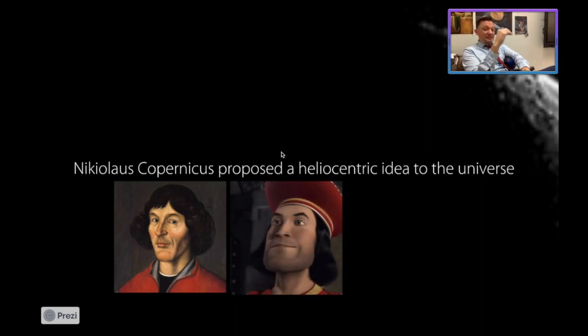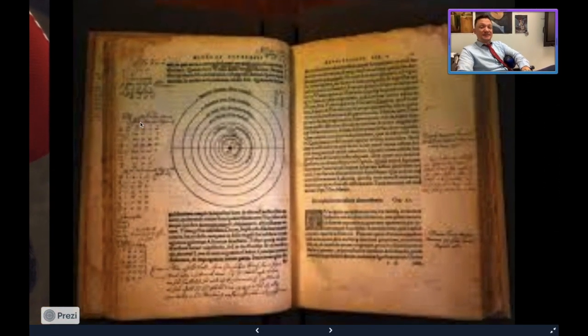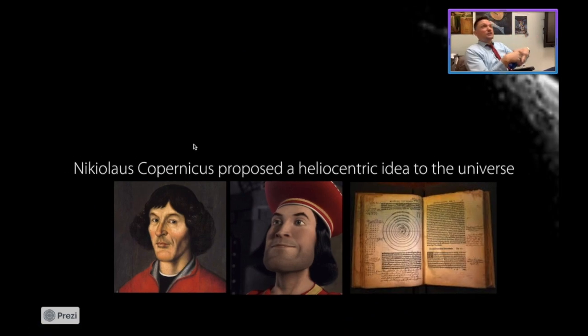He also looks exactly like Lord Farquaad from Shrek, but his book is going to be massively important, okay? And as you can see in this diagram inside of his book, he has the sun actually stationary and all the other planets going around it, right? So he is the very first one to actually introduce this concept of the heliocentric pattern of the universe. And when he does this, he actually published his book.